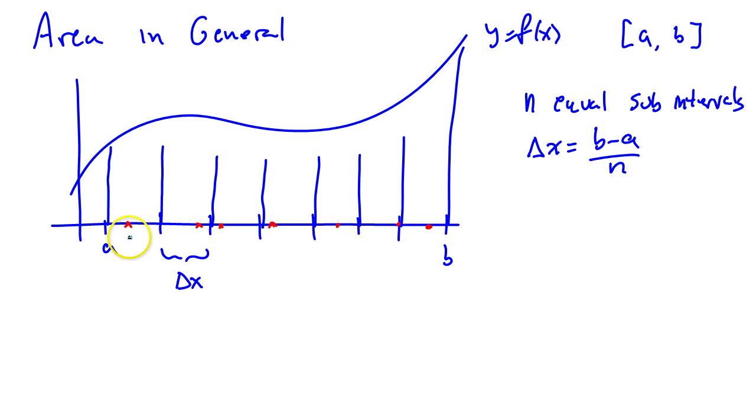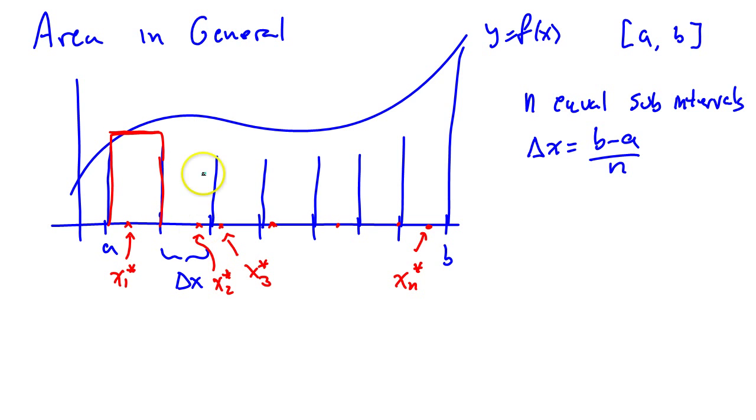I'm going to call this first one here x1 star. It's like the star x value in the first interval. And this one right here would be x2 star and x3 star and so on, all the way down to the last one, which would be xn star. So that's the point that I'm going to plug into the function to see how high I want that first subinterval to be. So that first rectangle is that tall.